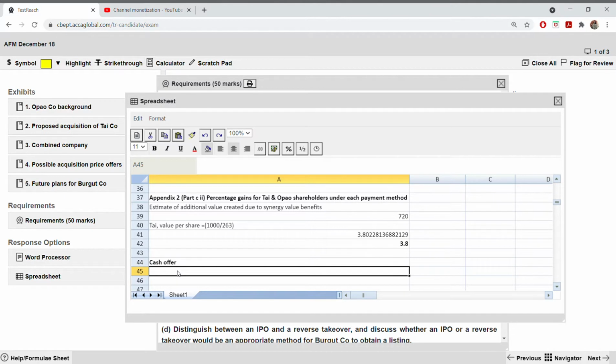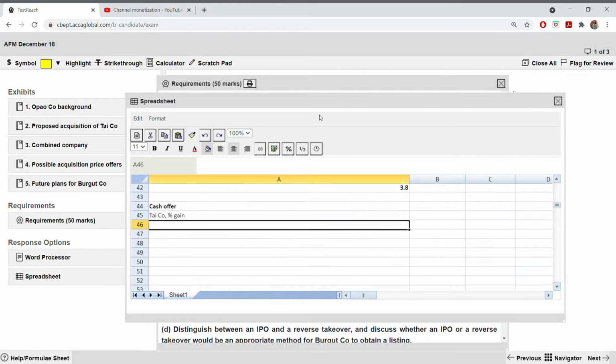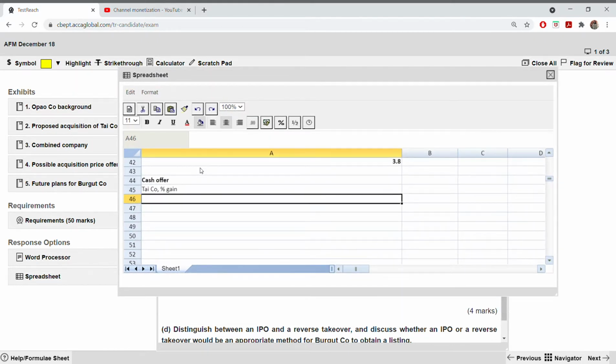And whenever it is percentage gain, you always start from the target company, because that's what I've seen in the past papers: they always start with the target company's percentage gain. That is Thai company, not the other company. So Thai company percentage gain. Or if you don't want to write the full words, you can just use a short form. This is enough, this is understood, because you have to be quick enough with the time.